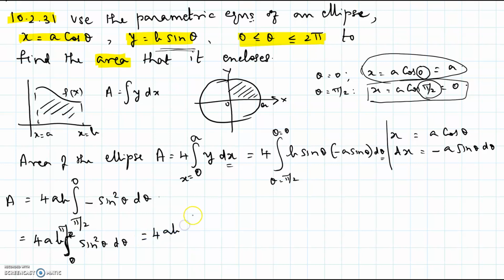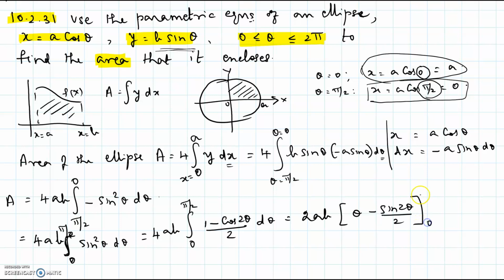So it is 4ab times the integral from 0 to pi by 2. Now we have to use the double angle formula, sine square theta equals (1 minus cosine 2 theta) over 2. So it is 2 and 4, that will give you 2ab. Then if you integrate the inside, it is going to be theta minus sine 2 theta over 2 between 0 and pi by 2. So it is 2ab times pi by 2 minus sine of 2 times pi by 2, which is 0. At the lower limit, everything becomes 0. So it is pi ab. That's the area of the ellipse.